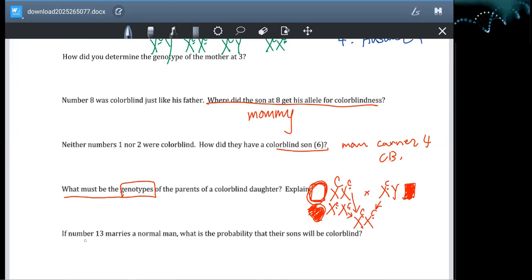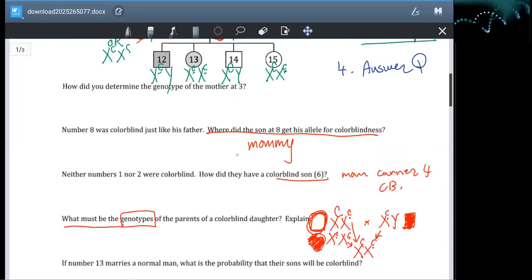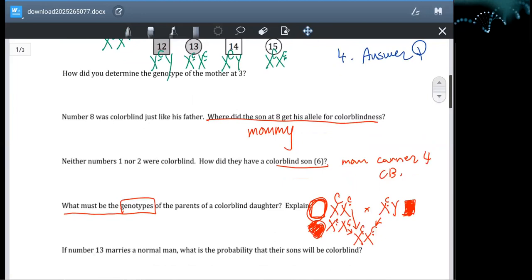Next, if number 13 marries a man, what is the probability that their son will be colorblind? This man is normal. Okay, let's look at number 13. She is affected. So again, we need to write out our genotype. X little c, X little c, that is number 13. Normal man means XY, right? Normal means big C.